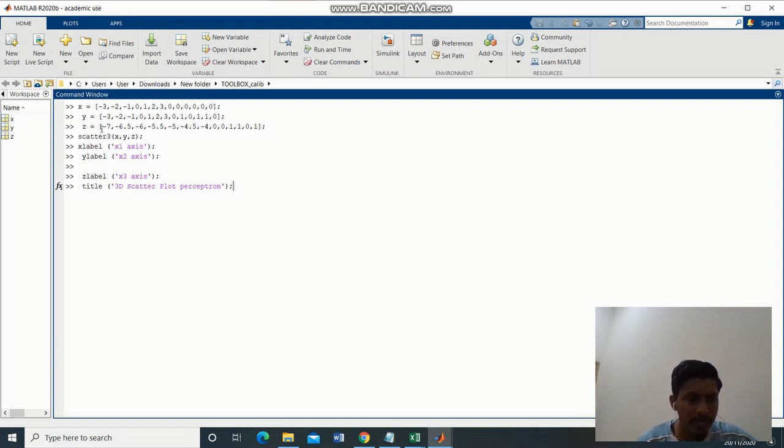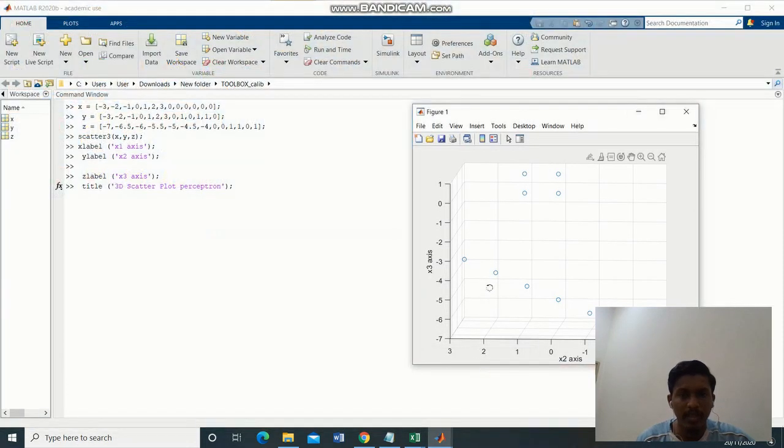The next is z. The z values are negative 7, negative 6.5, negative 6, negative 5.5, negative 5, negative 4.5, negative 4, negative 0, 0, 1, 1, 0, 1 with the scatter3 for x, y and z. For each one we label x as the x1 axis, y as the x2 axis, and z as the x3 axis. For the title, 3D scatter plot perceptron, and the outcome will be like these graphs.